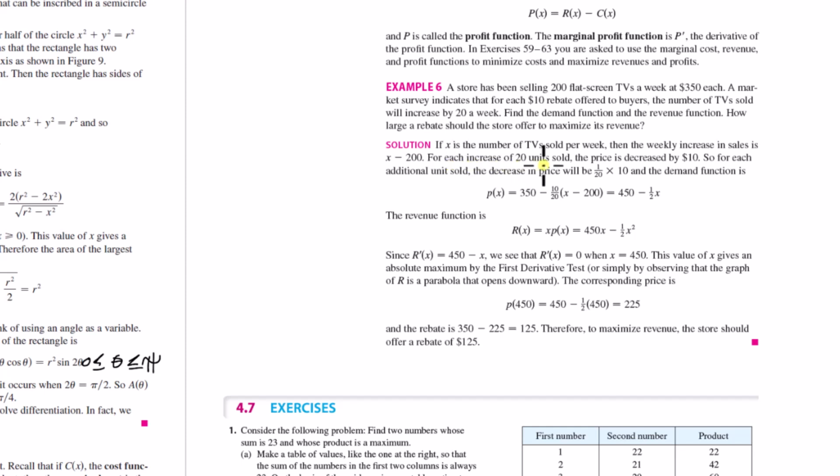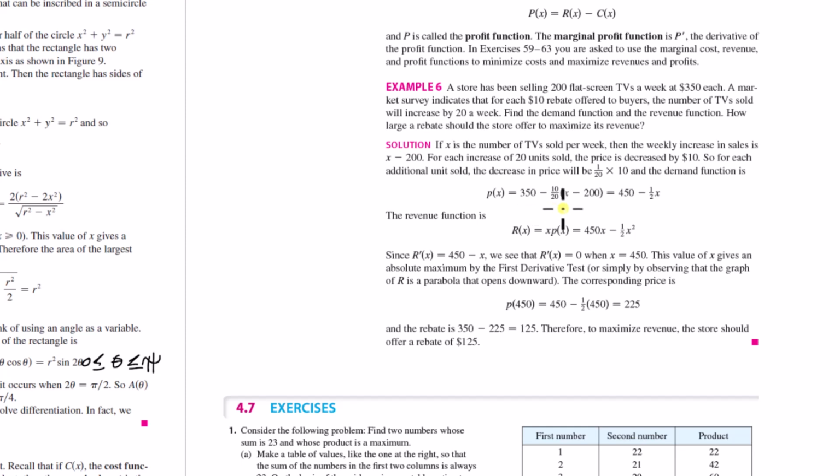For each increase of 20 units sold, the price is decreased by $10. So for each additional unit sold, the decrease in price will be 1/20th times 10, and the demand function is, P sub X. Okay, so if a $10 rebate is offered to buyers, the number of TVs sold will increase by 20 a week. So don't worry about the rebate. The idea is, if you decrease the price by $10, the sales increase by 20 a week. Or they say it the other way around, for each increase of 20 units sold, the price is decreased by $10. So for each additional unit sold, the price is decreased by 10 divided by 20, right? It's 50 cents. For each additional unit sold over 200, the price decreases by 50 cents.